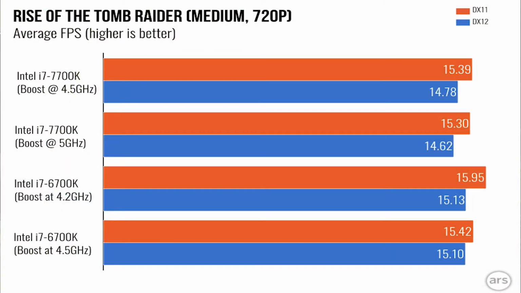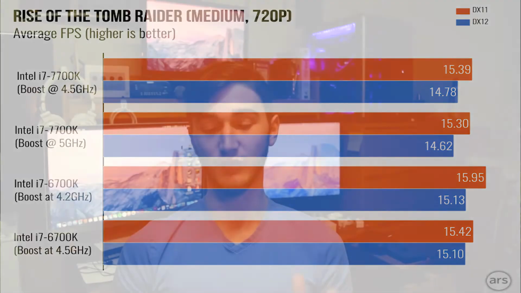If you take a look at this graph right here, this is Rise of the Tomb Raider running with medium settings at 720p. If you look, in DirectX 11 mode, there isn't really that much of a difference. You're looking at maybe 1 frame here and there, and in DirectX 12 it's the same story. You're looking at maybe 1 frame here and there. And honestly, in these tests, in this game, Skylake actually beats Kaby Lake.